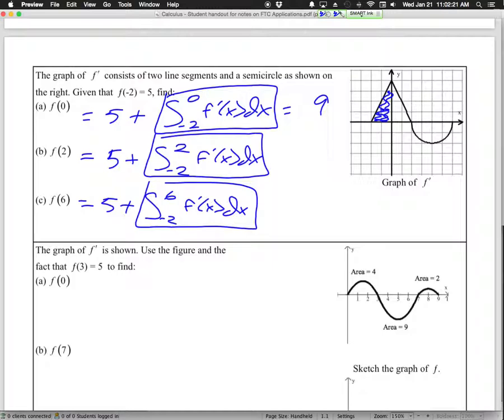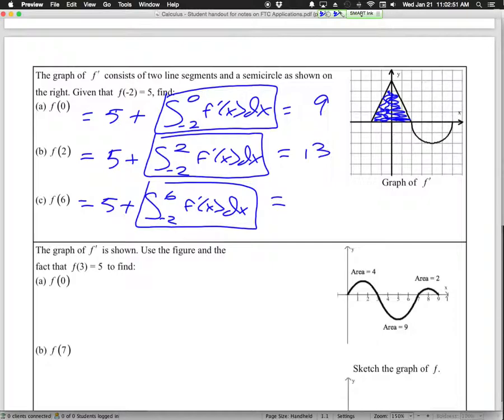So that means my original y value is 5. The change in the y value is 4. I put those two together, that gives me my new value of 9. So, the next one, I'm going from negative 2 to 2. So what do I end up with there? Double. 8. So 8 plus 5 gives me 13.